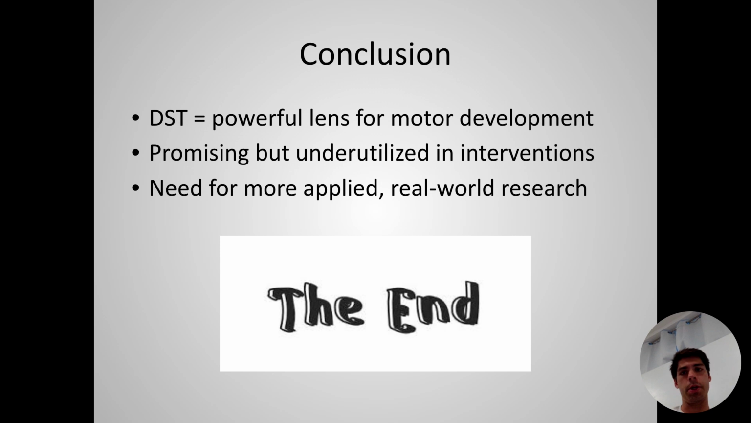In conclusion, dynamic systems theory is a powerful lens to look at motor development through and can help others. It's promising but underutilized, and we just need it to be applied more in the world. And then we can see not only individuals with autism spectrum disorder who have limited abilities with motor skill development, but all individuals can help increase their motor skill development through the dynamic systems theory.